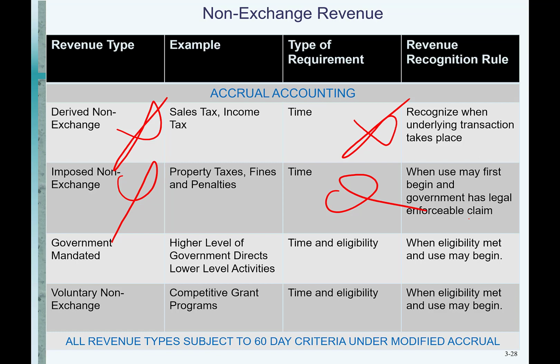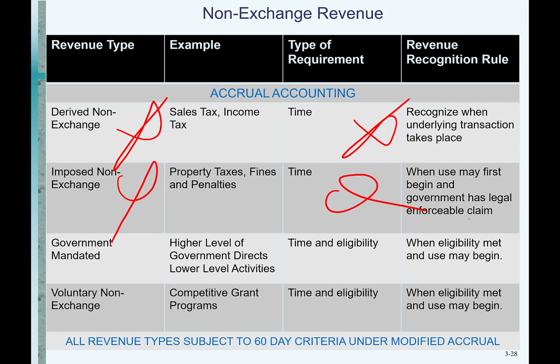Okay, government mandated: a higher level of government directs lower level activities. The state tells the county to do some cleanup. You look at time and eligibility, although frankly, it's a little silly to really mention eligibility because what happens? The state tells the county to clean something up. What's the county going to say? No, we're not cleaning it up. The state will say, well, then we'll see you in court, and eventually they will clean it up, right? So eligibility is a little silly here.